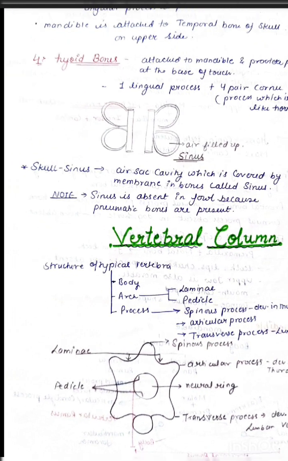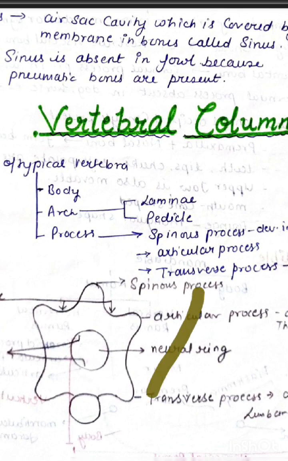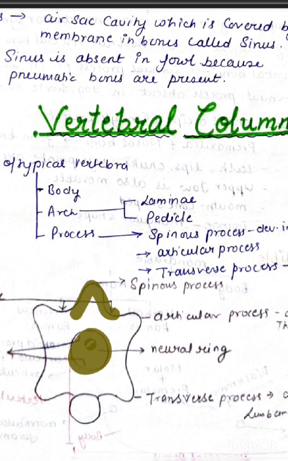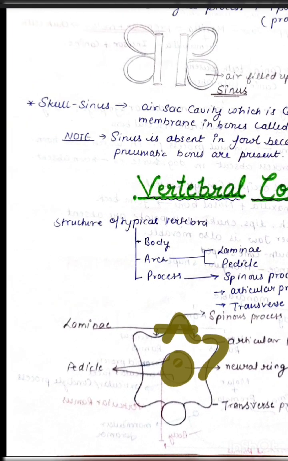Now, this is how a typical vertebral column looks. In the mid part there is a neural cavity in which the neurons and the neural system are present, and the nerves pass through it. This is the spinous process, and this is the articular process, and this is known as the lamellae.